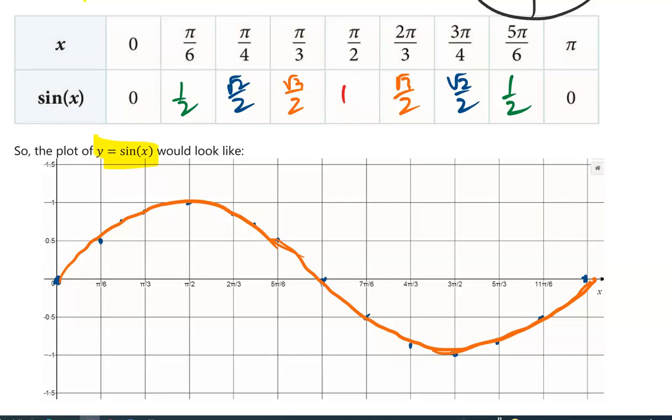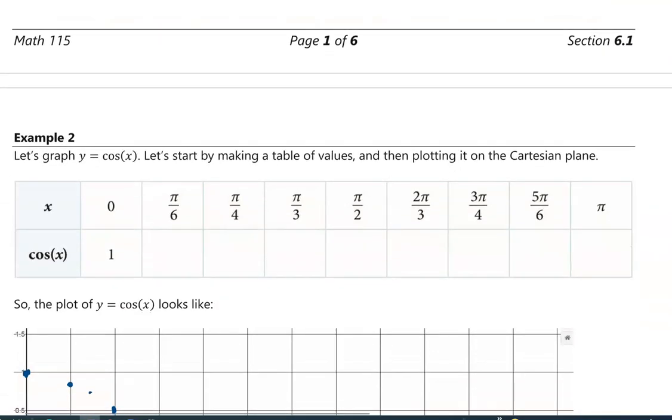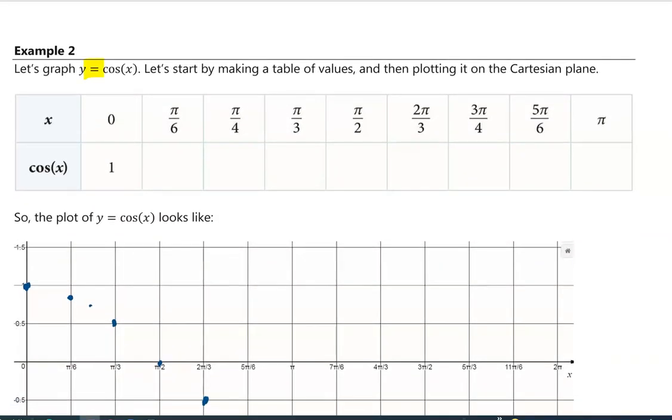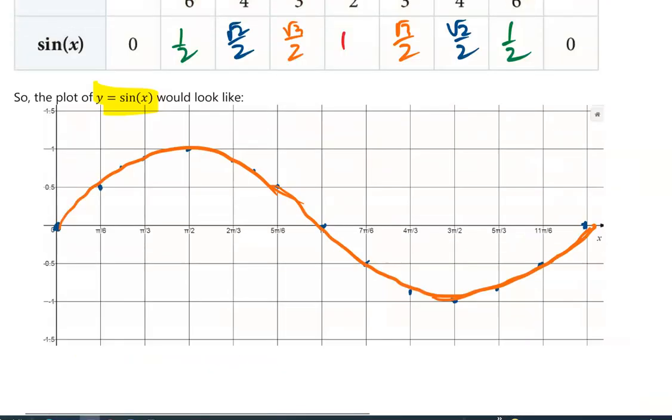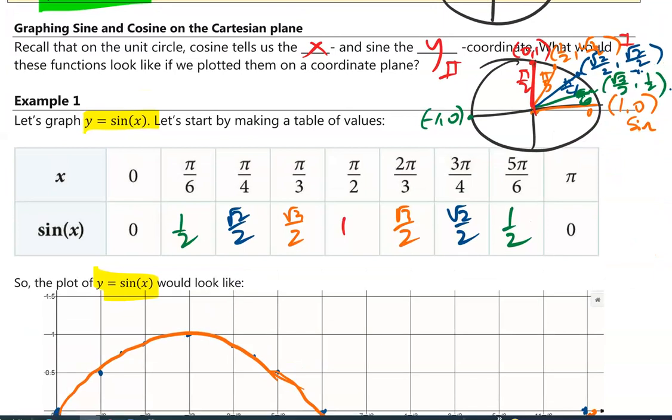Okay. Next one is example 2. This time, let's graph y equals cosine x. So let's start by making a table of values, then plotting it on the Cartesian plane. So if you go back here, we note that cosine tells us the x-coordinate. So for 0, the x-coordinate is 1. For pi over 6 it is square root of 3 over 2. Pi over 4 is square root of 2 over 2. Pi over 3 is 1/2. And pi over 2 is 0.